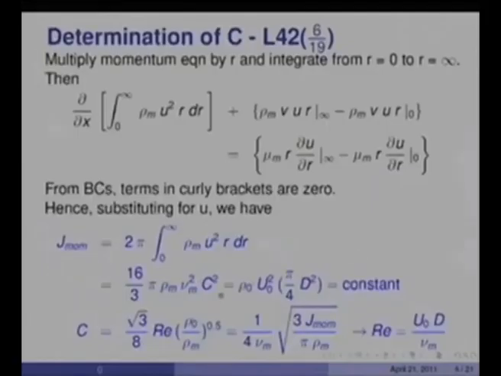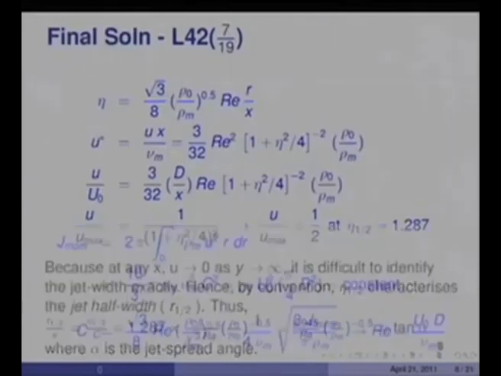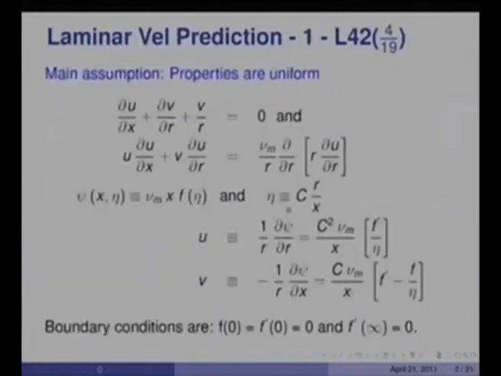This is a constant, and therefore, I can now determine c in terms of jet momentum, or I can also determine it in terms of Reynolds number. So, c is equal to root 3 by 8 Reynolds number times rho naught by rho m, raised to 0.5, or in terms of jet momentum, where Reynolds number is u naught d divided by nu m. Eta, likewise, remember what was eta? Eta is c into r by x.